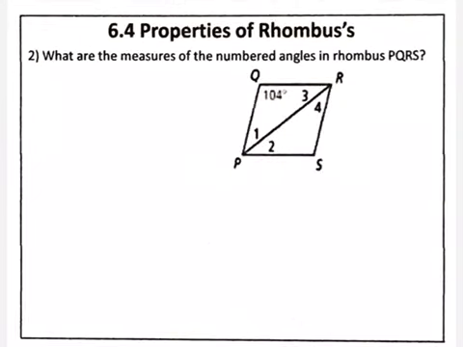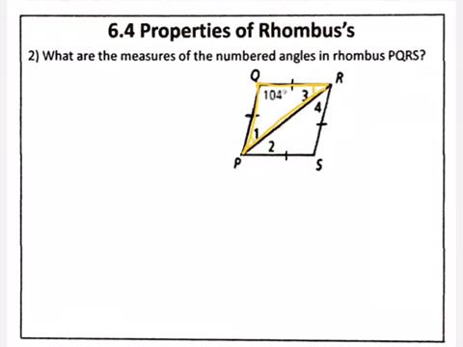We want to do the same thing here. We have a rhombus and we have to find our angle measures. We know that this is a rhombus, so we know that this side is congruent to this side, and this side and this side. But essentially, this triangle is an isosceles triangle. So these two angles, 1 and 3, should be the same.